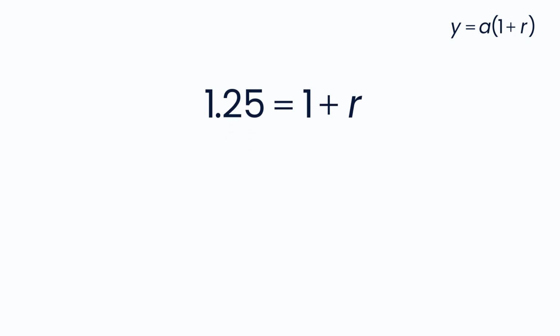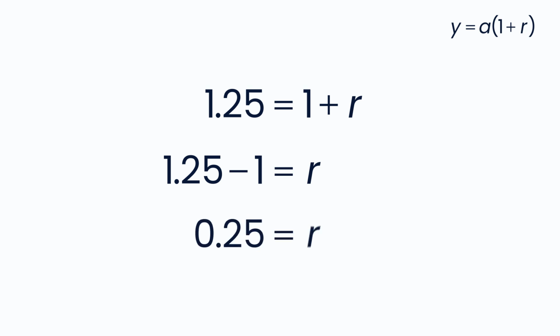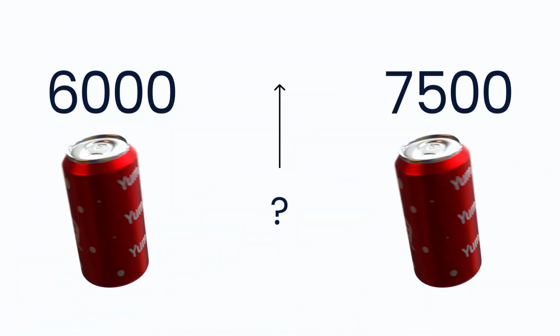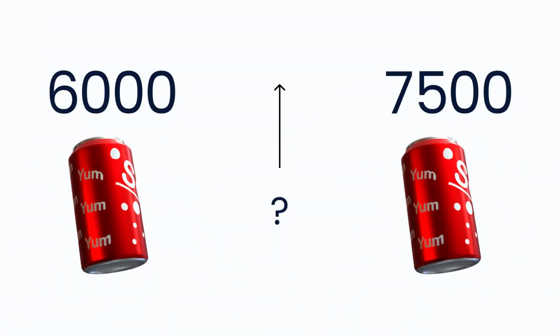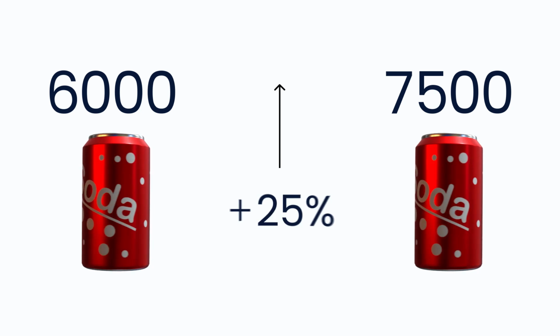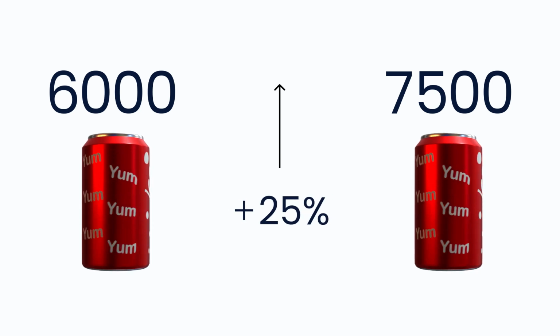To find the growth rate, r, you now just move the 1 to the other side, and voila! On the left-hand side, you get 0.25. On the right-hand side, you are left with the r, which is the growth rate you were looking for. That means that from the month of July to the month of August, there was a 25% increase in sodas sold.